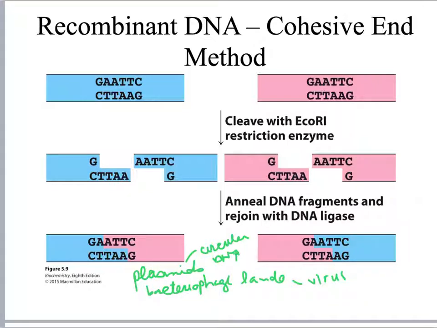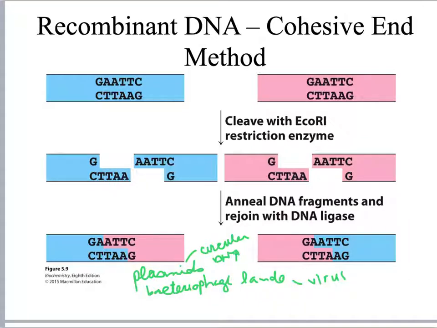First we have to prepare the vector, and it's prepared to accept DNA by cutting with restriction enzymes. So we add restriction enzymes. They're going to come in and cut based on whatever particular sequence they're looking at, and it's going to result in staggered cuts. These staggered cuts will produce complementary single-stranded ends, which we call cohesive ends. Cohesive ends basically come from the affinity that the strands have for one another. So any DNA fragment with the same cohesive end can then be inserted into the vector.